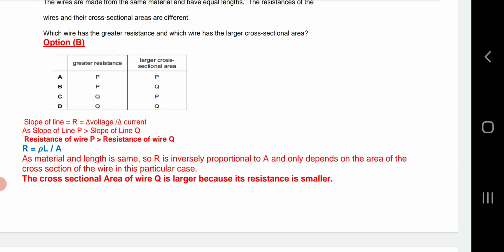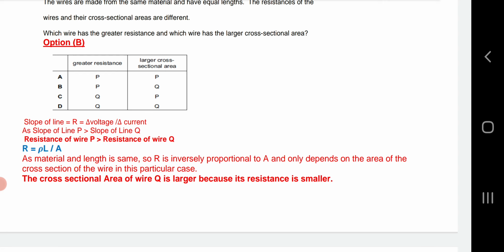And here is the solution in red ink. Slope of line is resistance, that is delta voltage over delta current. As slope of line P is greater than slope of line Q, that's why resistance of wire P is greater than resistance of wire Q. We also know the formula of the resistance as resistivity multiplied with the length and divided by the area of cross section.